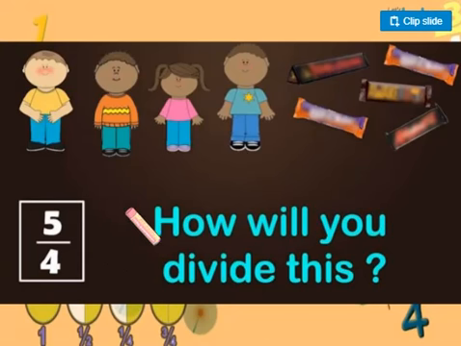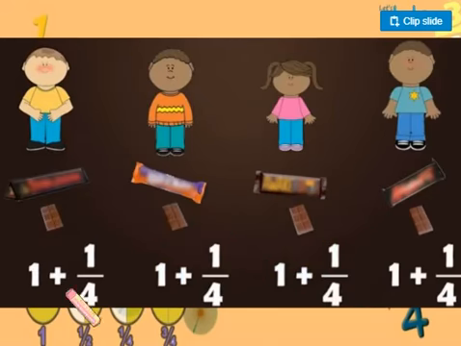Now, how will you divide 5 upon 4? This is an important thing. Let's see how. This is how you will do it: plus 1 upon 4, again plus 1 upon 4, plus 1 upon 4, and plus 1 upon 4.